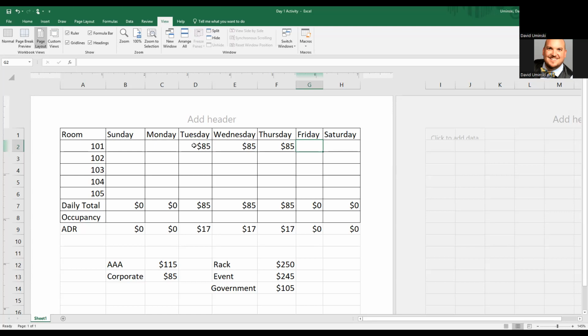So I'm just going to read through some reservations, some different guests. We're using a AAA rate of 115. Our rack rate is 250. Our corporate rate is $85. Our special event rate is 245, and the government rate is 105. Any questions, comments, or concerns?